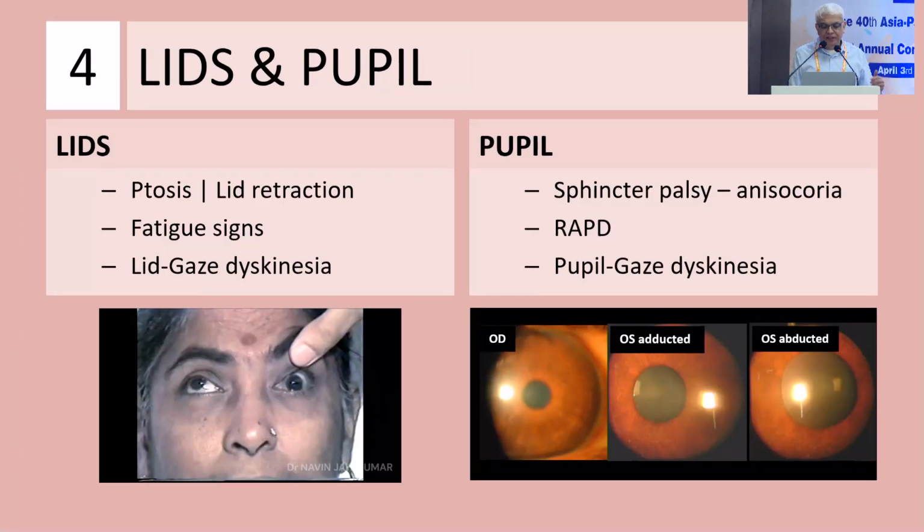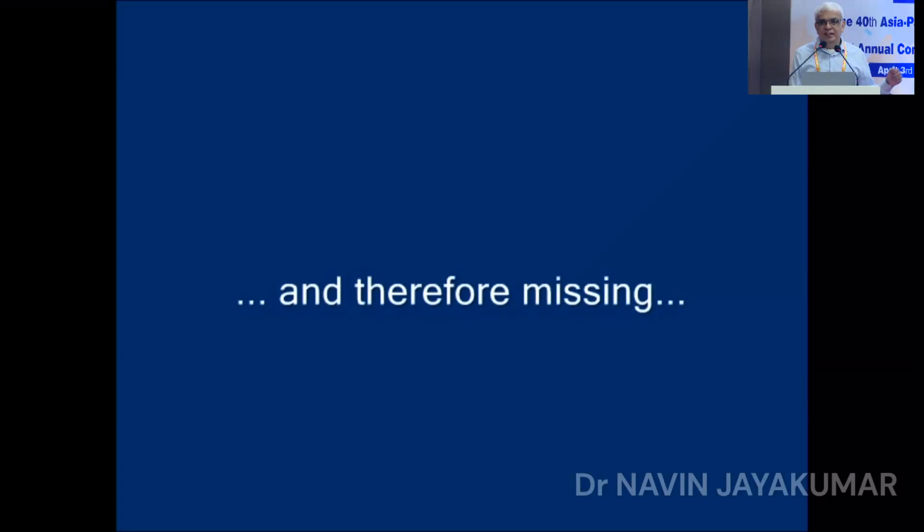Lids and pupil. As far as lids are concerned, is there ptosis or lid retraction, the presence of fatigue sign, and of course lid gaze dyskinesias. Here we are holding up the lid and looking at it, and sometimes when you do this, you can actually miss a couple of things. So here's what you can miss.